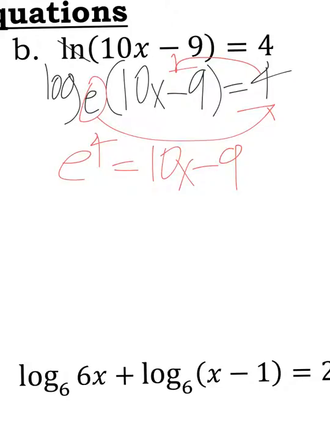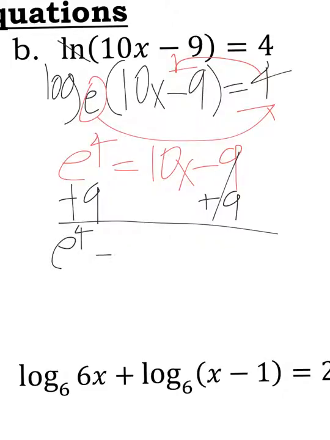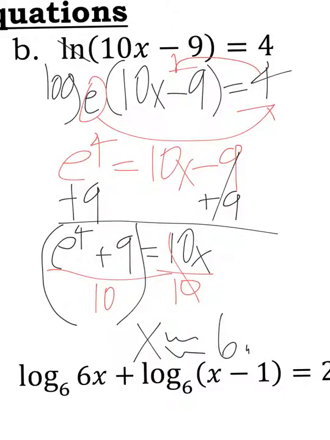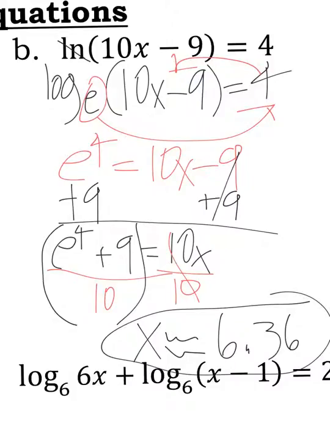All right? e to the fourth power is a number. We can type that into our calculator and round it, but I like to do my rounding at the end, so I'm going to keep it as e to the fourth power. And so I just have e to the fourth power plus 9 equals 10x. So I'll divide both sides by 10. Just remember to divide everything by 10. And so in your calculator, you would just type in e to the fourth power plus 9 on top divided by 10. And then you're going to get an answer of about 6.36, okay? So that's what you would do if I gave you one with a natural log.